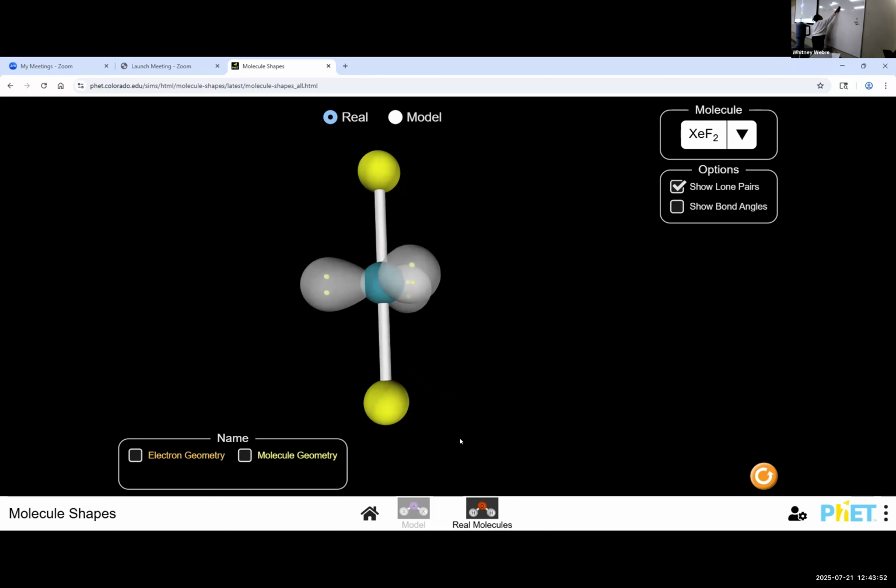So on your worksheet, you will put electron geometry, trigonal bipyramidal. But the lone pairs don't contribute to the molecule geometry. So let's focus just on the bonds. So ignore the lone pairs. What shape does that look like? It's linear. So trigonal bipyramidal is the electron geometry, and the molecule geometry will be linear.